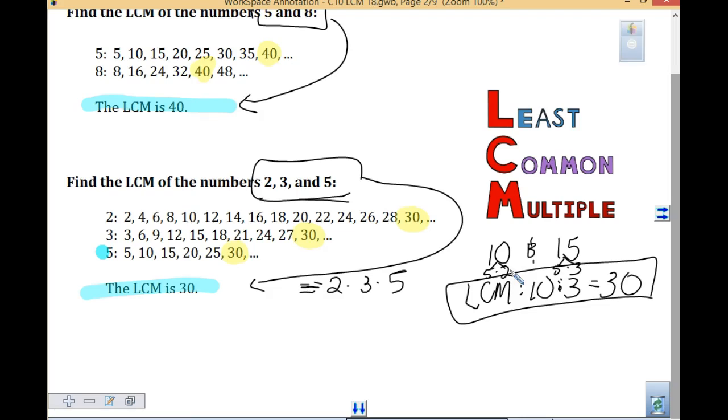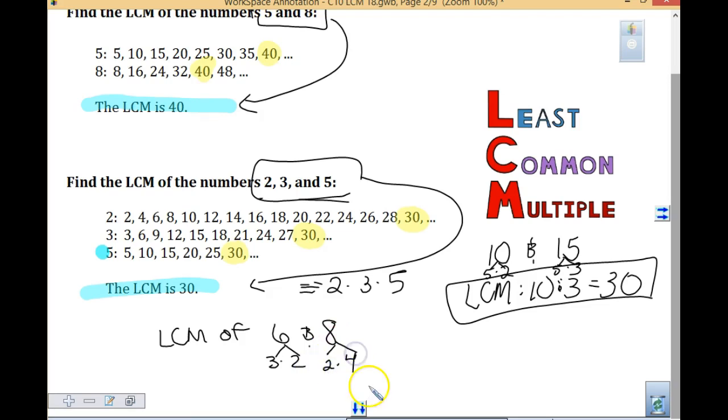So, I want you to put down another problem. We're going to find the least common multiple of 6 and 8. If I want to find the least common multiple of 6 and 8, it is not 48. It's smaller than that, right? I don't want to take 6 times 8. So I look at 6, which is 3 times 2. And I look at 8, which is 2 times what?